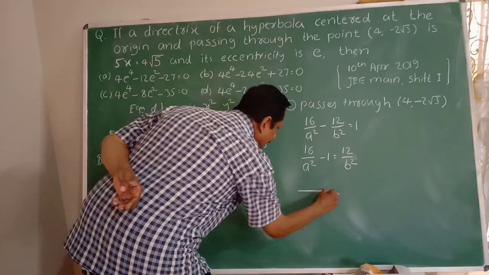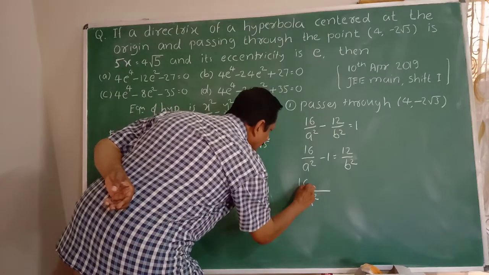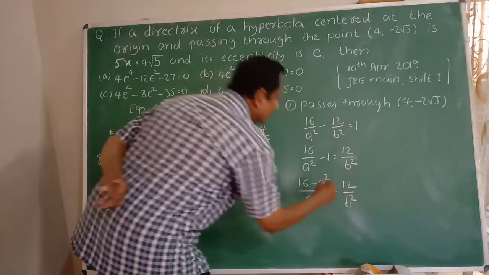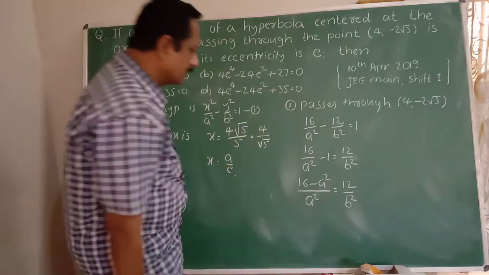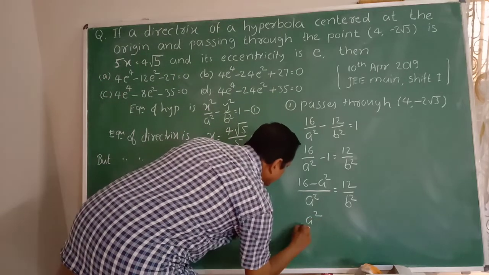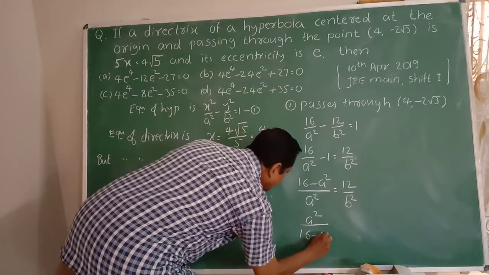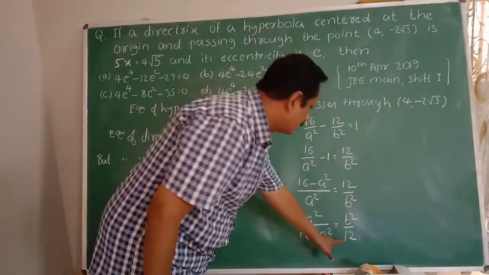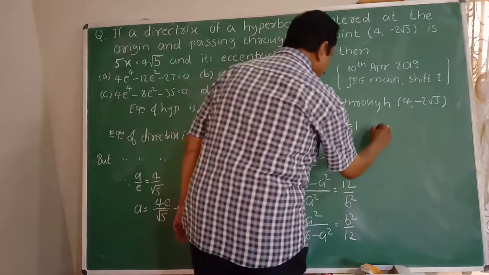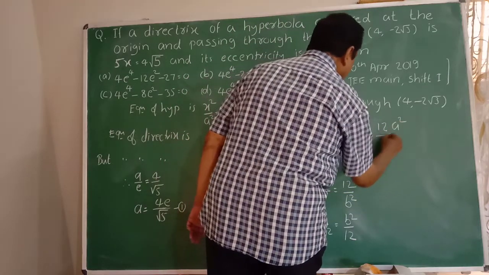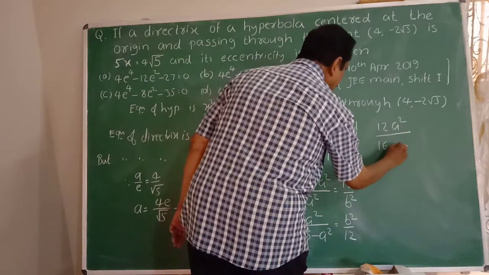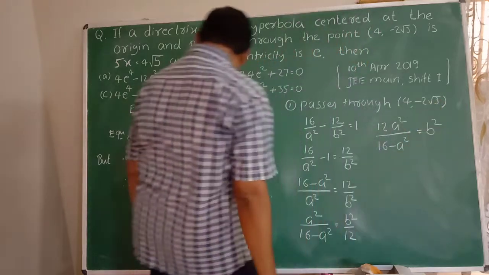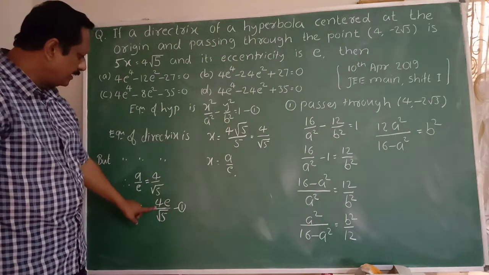Then a² is the LCM here. 16 minus a² divided by a² is equal to 12 divided by b². Now take its reciprocal here. So a² divided by 16 minus a² is equal to b² divided by 12. Take 12 this side here. Therefore 12 into a² divided by 16 minus a² is equal to b². But you know the a value is this here, 4e divided by √5.